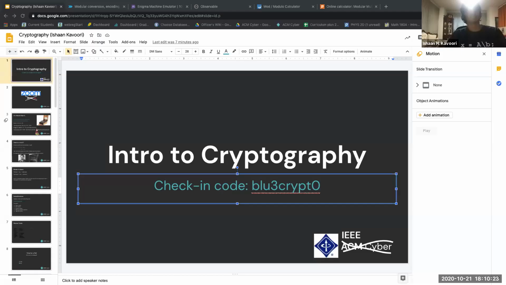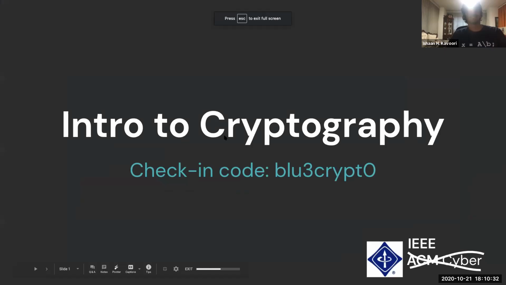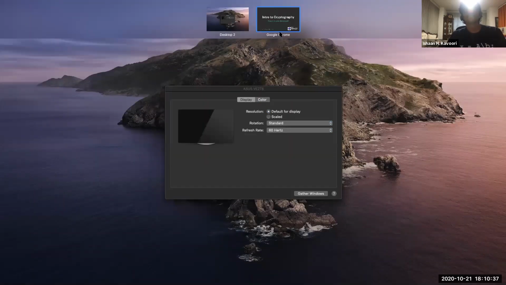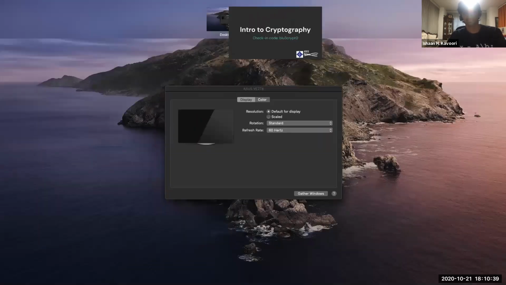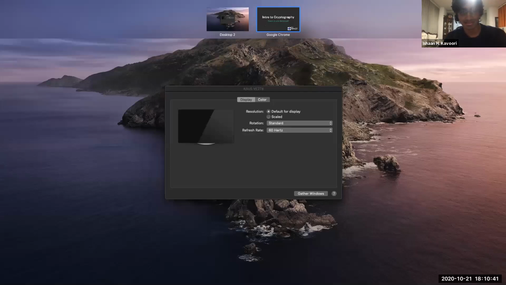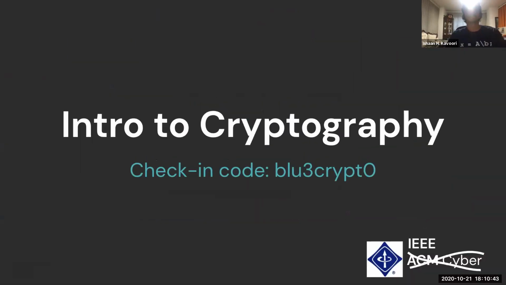Okay, looks like we're recording now. Share screen. Desktop 2, yeah. Okay. Now that's kind of confusing, having two screens now.